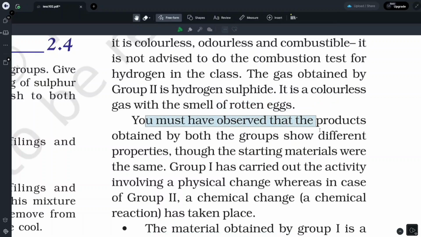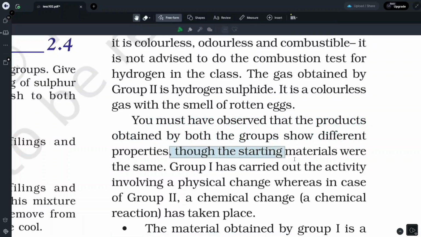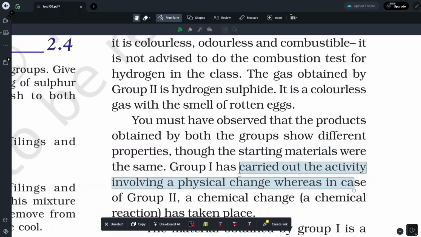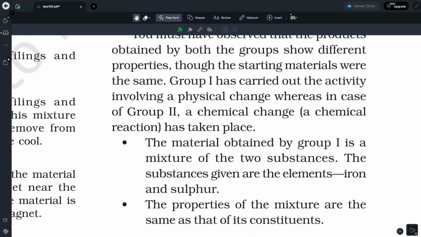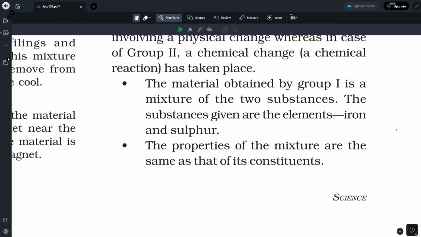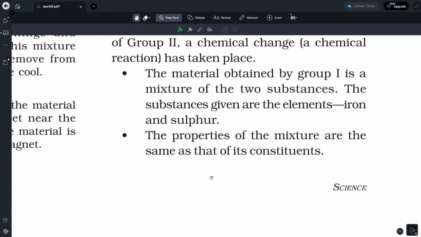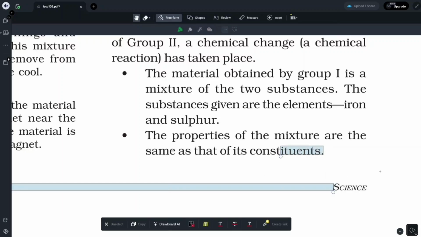You must have observed that the products obtained by both the groups show different properties though the starting materials were the same. Group 1 has carried out the activity involving a physical change, whereas in case of group 2 a chemical reaction has taken place. The material obtained by group 1 is a mixture of two substances. The substances given are the elements, iron and sulfur. The properties of the mixture are the same as that of its constituents.